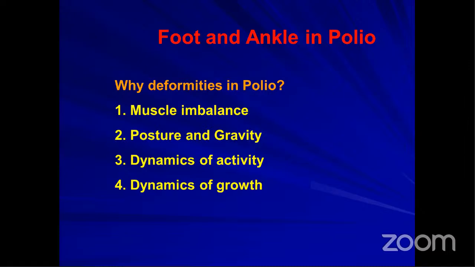So when the examiner asks you, why does this patient have this deformity? Sir, he has the deformity. One, the imbalance of muscle. Number two, there is a clear contribution by dynamics of activity and posture and gravity in this also. And if there is a limb-length discrepancy, you can also say, sir, there is dynamics of growth also contributing.